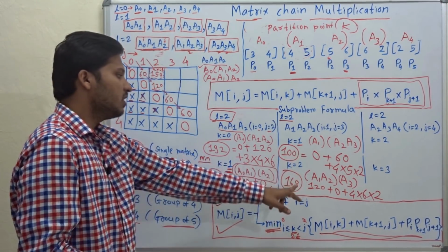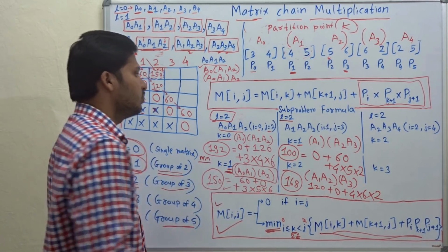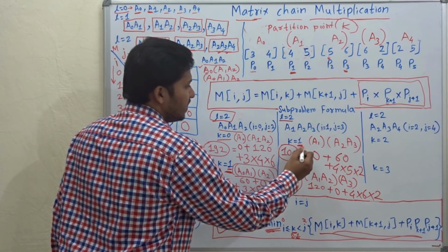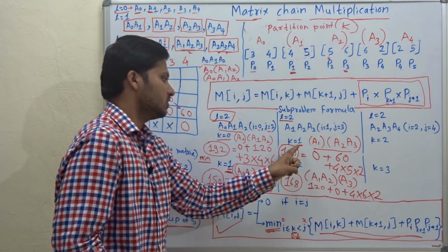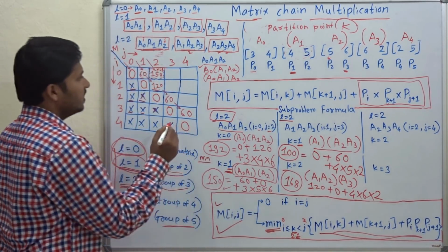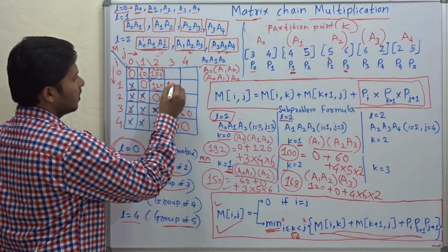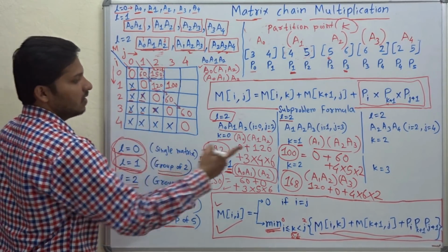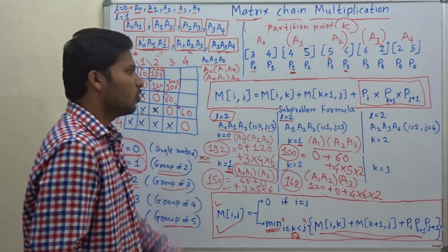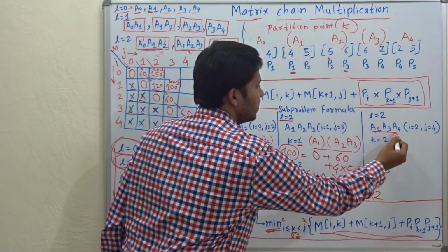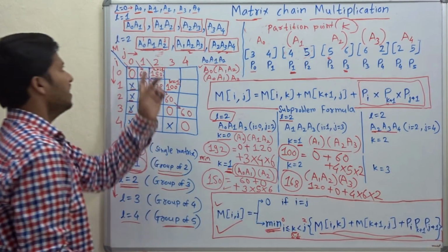Okay. So what is the minimum? See, 100 is the minimum, means k equal to 1. So this partition is giving us the minimum cost. So we write 100 as the minimum cost for 1 to 3 and k equal to 1 is the partition. Now let's go for the third case, that is A2, A3 and A4.